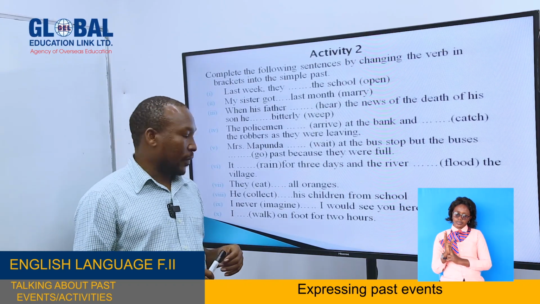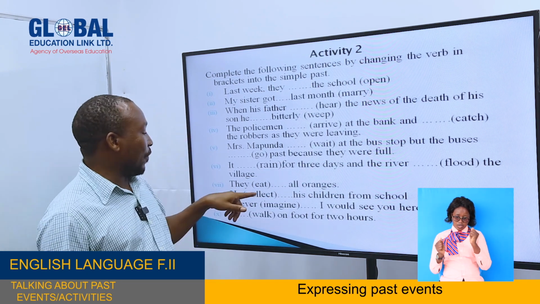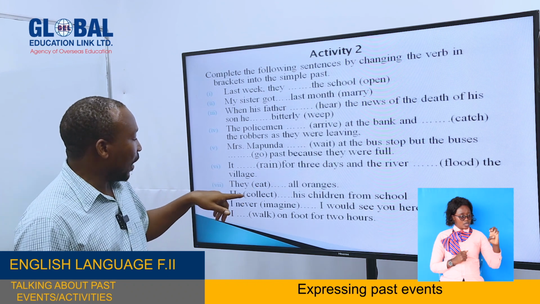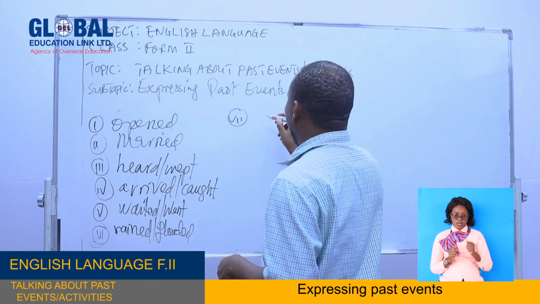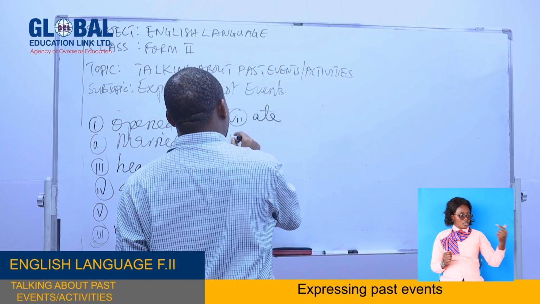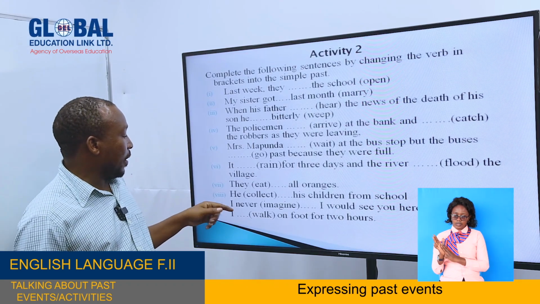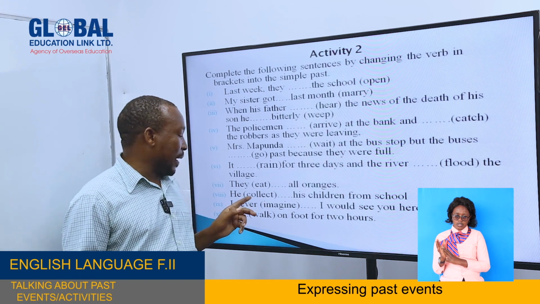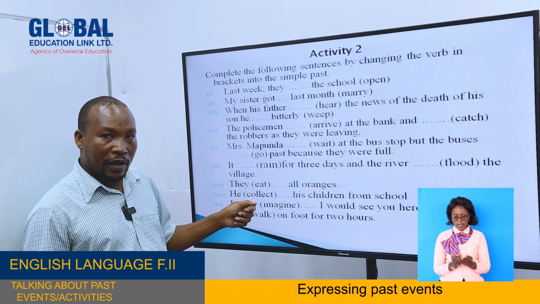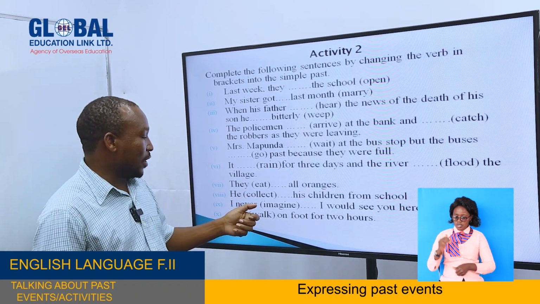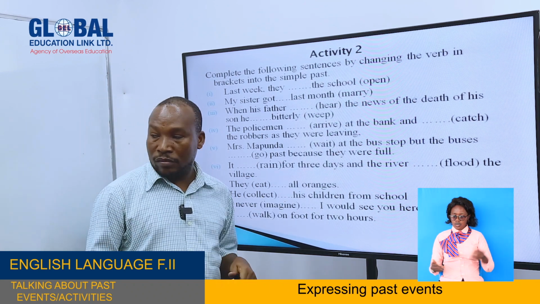Roman 7. They (eat) all oranges. Therefore, this one is an irregular verb. Roman 8. He (collect) his children from school. This is just a regular verb. It allows the addition of ed. Therefore, he collected his children from school.